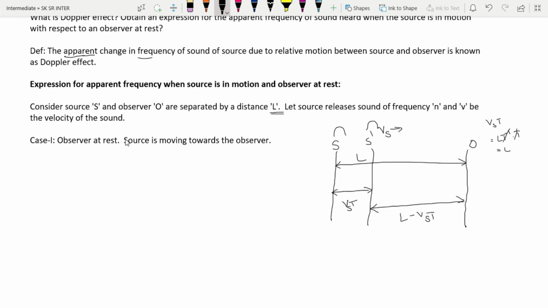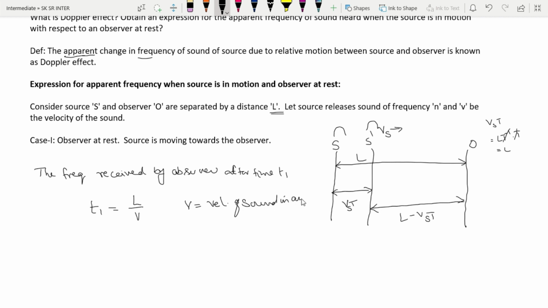Now the source releases first crest, the frequency received by observer after time t1 seconds, that is t1 is equal to L by V, where V is equal to velocity of sound in air. This is equation number 1.